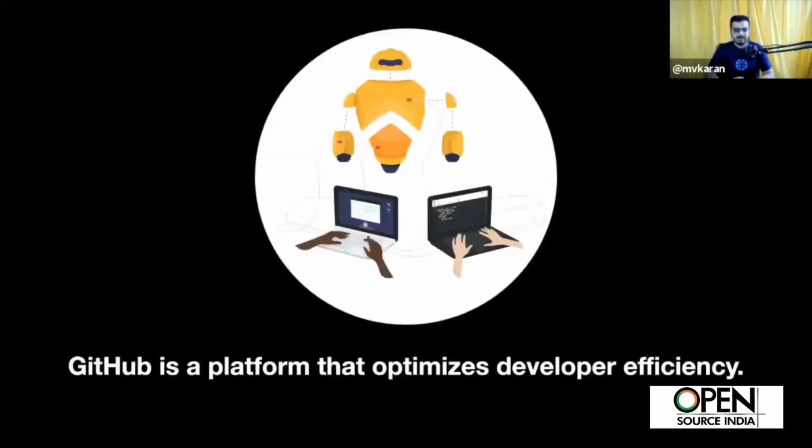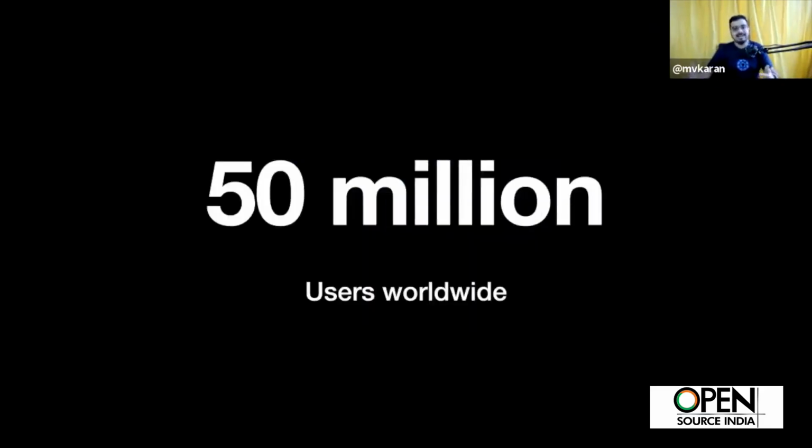GitHub is becoming a platform that optimizes developer efficiency. It's made the way developers approach writing code a lot more efficient, a lot simpler, and a lot more collaborative as well. And this is the reason we support more than 50 million developers worldwide, because GitHub is the home for all developers, where a lot of open source development and even development of various products within companies takes place.